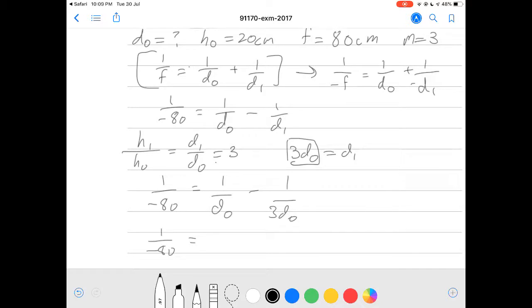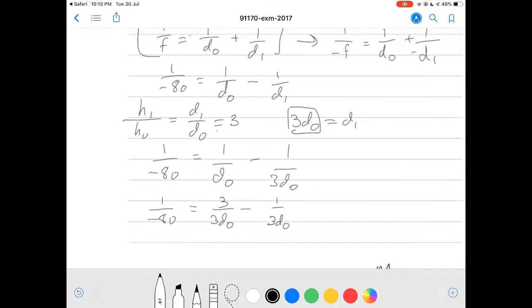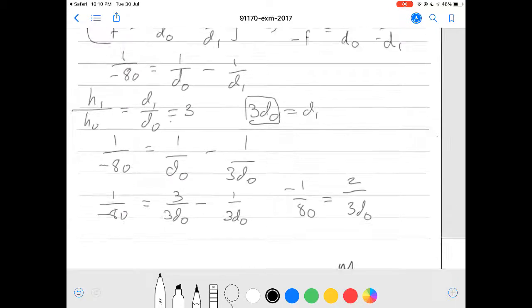1 over negative 80 equals 3 over 3 DO minus 1 over 3 DO. Okay, we want to make the two denominators the same. If the two denominators are the same, we can subtract or multiply or do whatever we need to do to the numerator. So now it becomes negative 1 over 80 is equal to 2 over 3 DO. And now our final step is just to cross multiply. So I'll say 160 is equal to negative 3 DO.